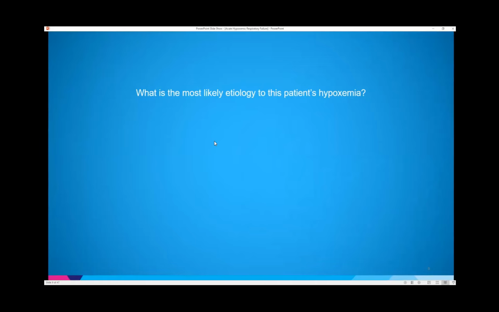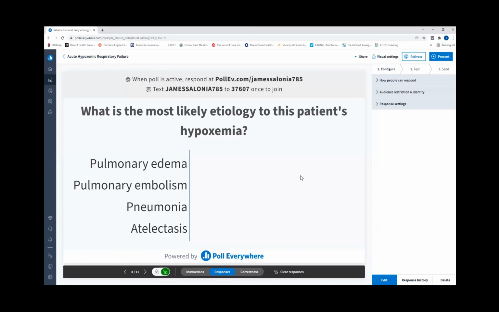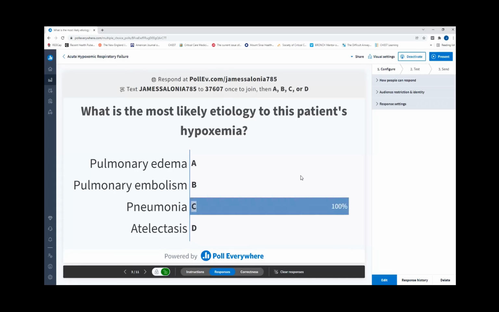So what is the most likely etiology to this patient's hypoxemia? Good, absolutely. So pneumonia, the most likely etiology. So hopefully you can see how ultrasound really plays a role in evaluating these patients when they're coming in with hypoxemia.